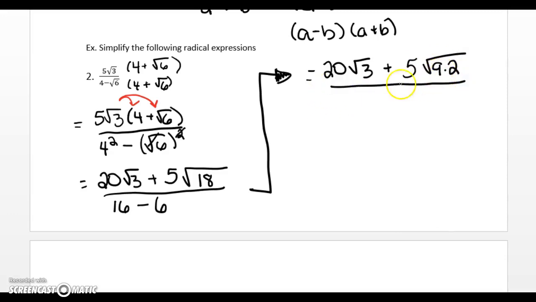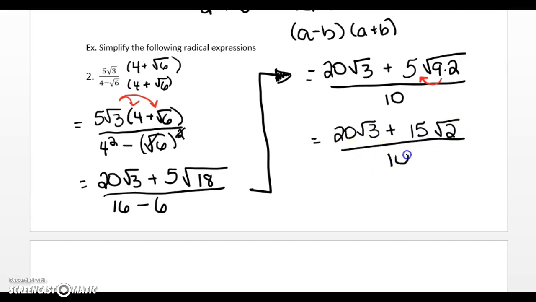And then in the next step, we're going to pull out that 9. For right now, we'll simplify the denominator. So 16 minus 6 is simply just 10. Now our next step is to pull out this 9, and in order to do that, we're going to square root that 9. So we have 20 square root of 3 plus, it'll be 5 times the square root of 9, so it'll be 5 times 3, which is 15. And then you're left with 2 inside that square root symbol. And that there is all divided by 10.